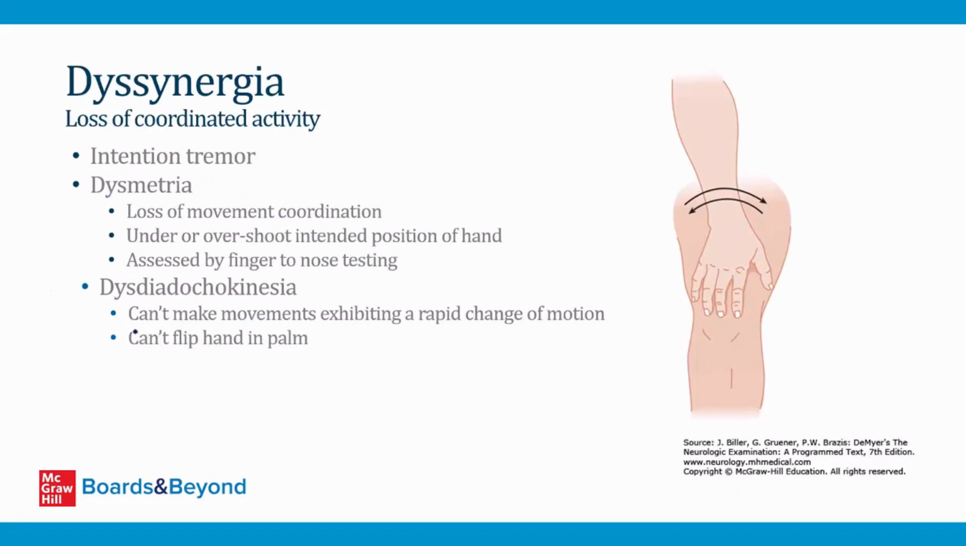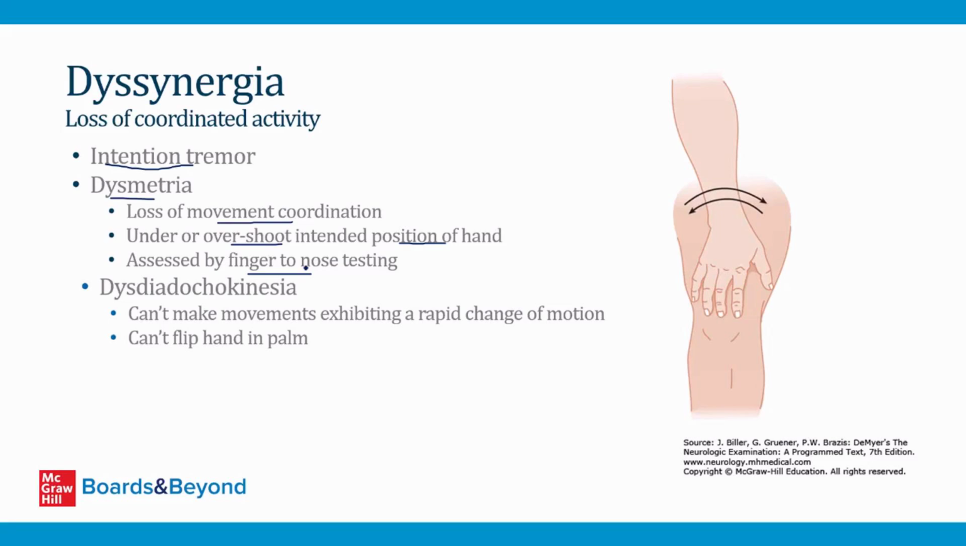Some of the findings you can see in patients with dyssynergia are listed on this slide. First of all, intention tremor is evidence of dyssynergia. So is dysmetria. This refers to loss of movement coordination. It basically means the patient overshoots the intended position of the hand. You assess this clinically by doing what's known as finger-to-nose testing. You ask the patient to touch their nose with their finger and then extend their hand and touch your finger, which you're holding in front of their face, and then go back and forth from your finger to their nose.